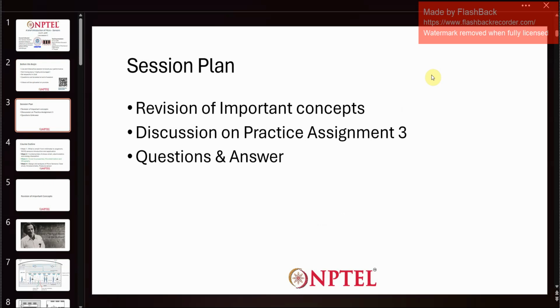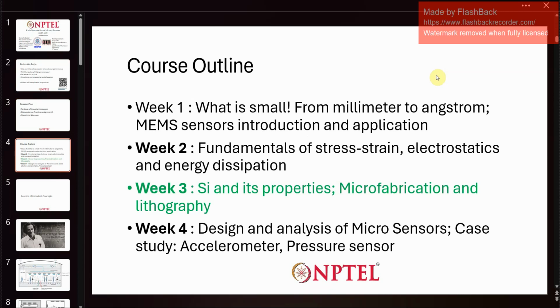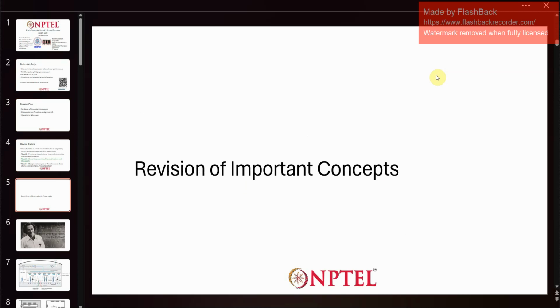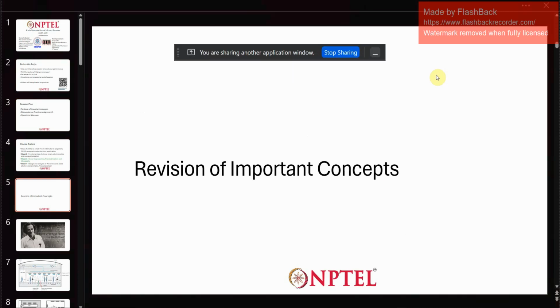So today's session plan, basically we'll be revising some important concepts. We'll be discussing the practice assignment 3, and then we'll be moving into the question and answer session. This is a course outline. This is a 4-week course, and we are right now in the third week. The third week mainly goes into silicon and its properties, microfabrication, and lithography, the process as such. So let's move to the revision of important concepts.